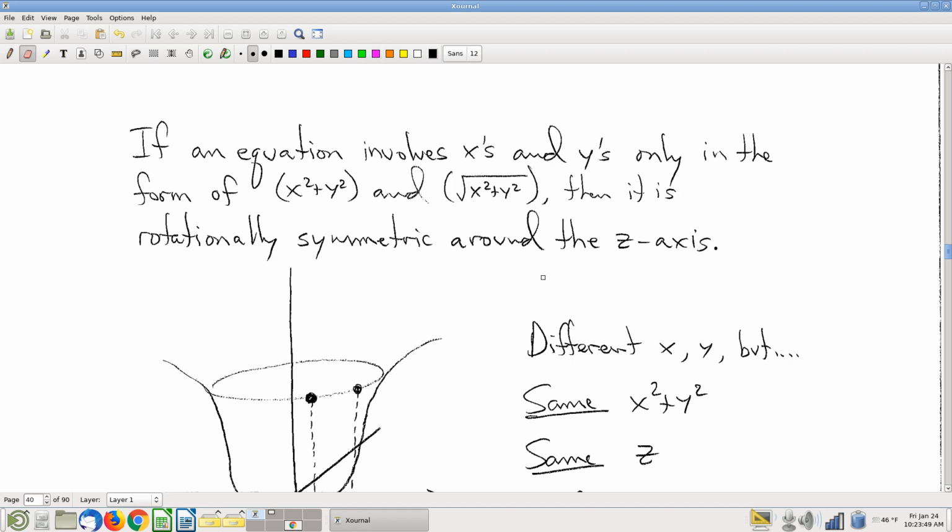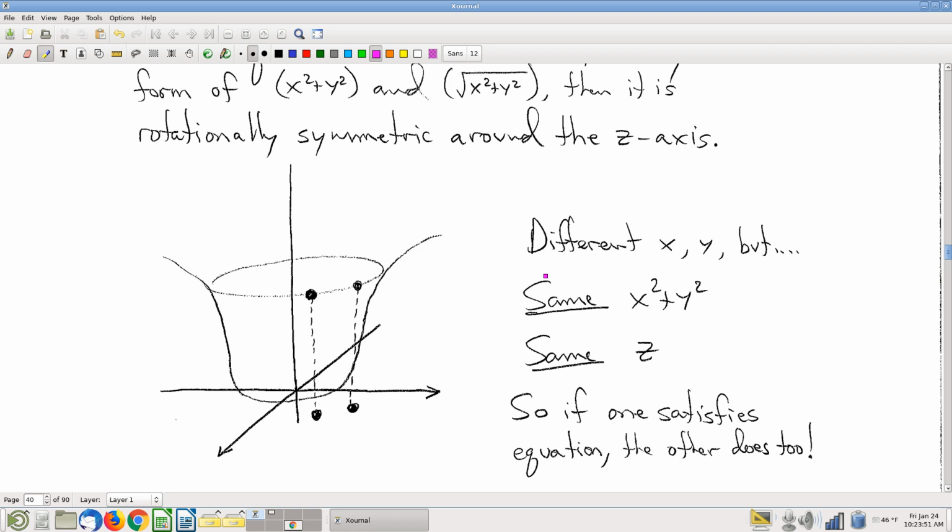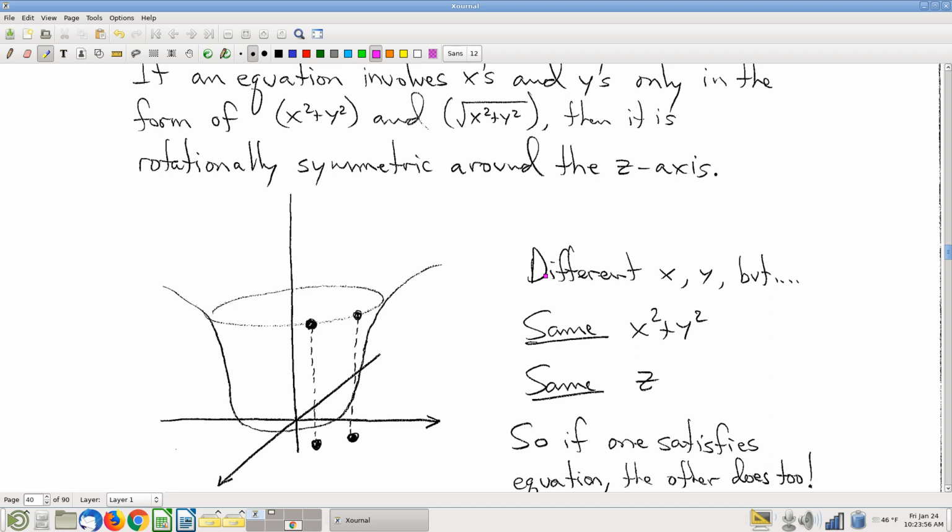Here's the argument as to why that's true. Let's suppose that our equation has this feature. X and y appear only as part of this special form. This is the one that very often tends to show up. Well, consider two points that are rotations of each other. Here's one point. And now let's imagine drawing a little arm that goes over to the z-axis and then rotating it around, like the z-axis is a hinge. Thus giving us now another point.